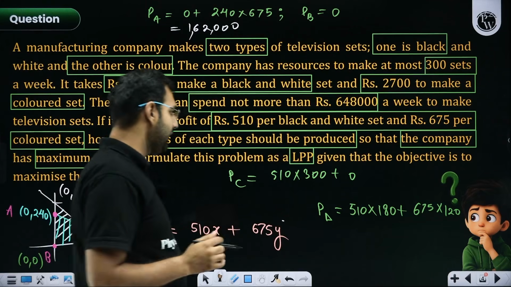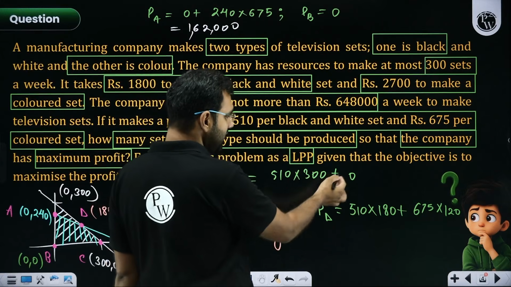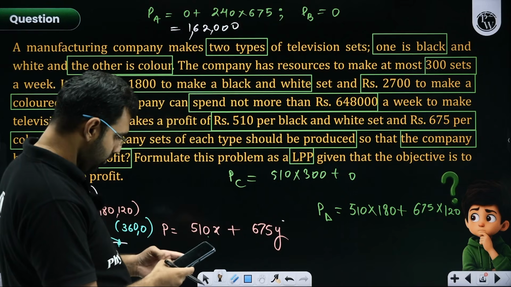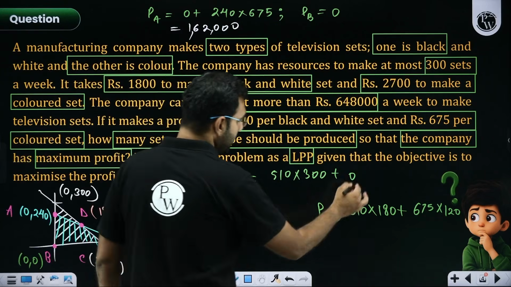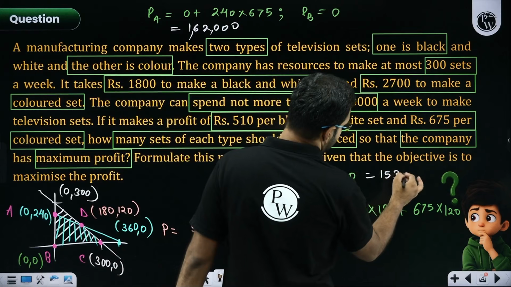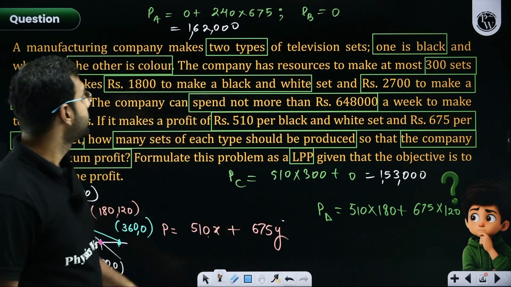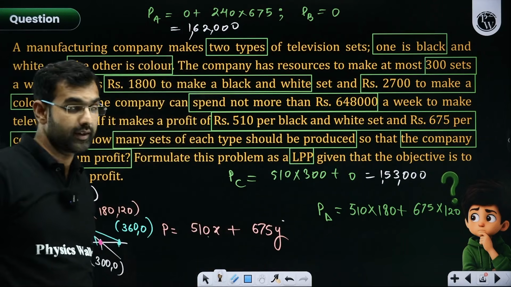What if I make, sir, only black and white TVs, zero color TVs? In that case, the profit will be 510 into 300, and that will be 153,000. So 1,53,000. That's even less. So it's better that you make only color TV. But sir, can we have something better?